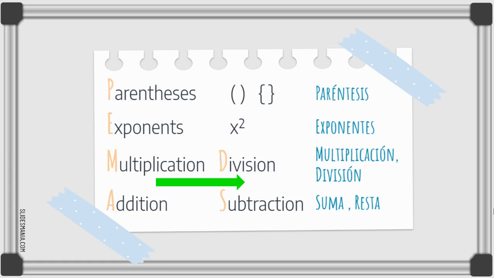Remember, when you multiply or divide, and when you add or subtract, you go from left to right. Now let's look at some examples together.